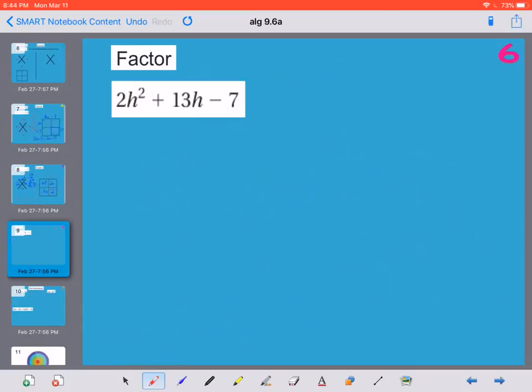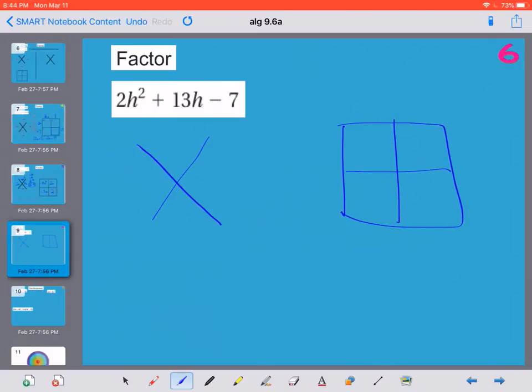Alright, try this one on your own. Use whichever method you prefer, the shortcut or the long way. Remember, if you're doing the long way, it has the x and it has the box. If you're doing the shortcut, it just has the x.